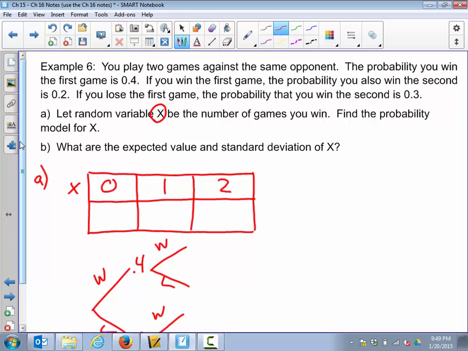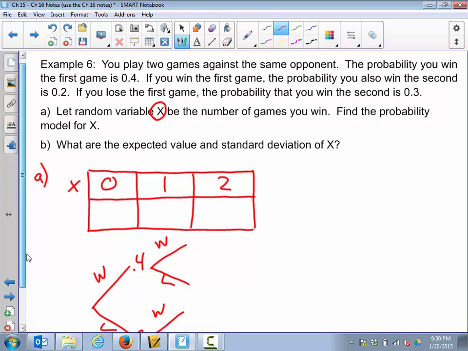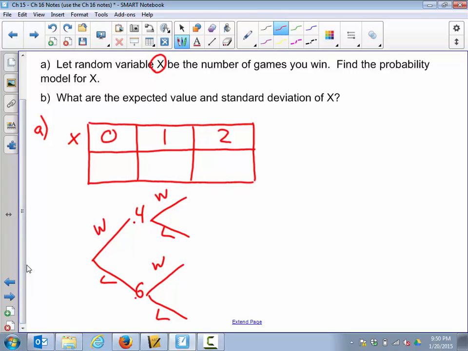Then they tell us in the third sentence, if you win the first game, the probability you also win the second is 0.2. That is not the probability of win and win. That's the probability of you winning the second game given that you won the first. And that's actually going to help us find the probability of win and win. We can take that 0.2 and multiply that by 0.4 to get 0.08. That's coming from the general multiplication rule.